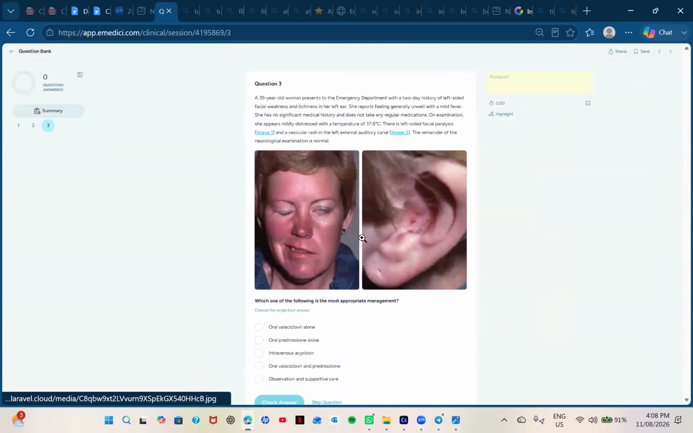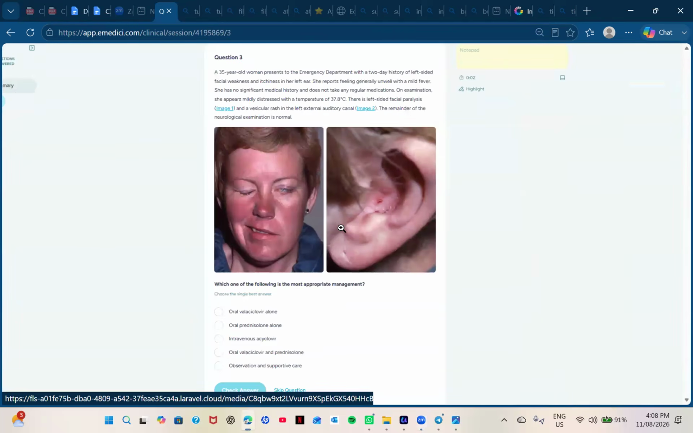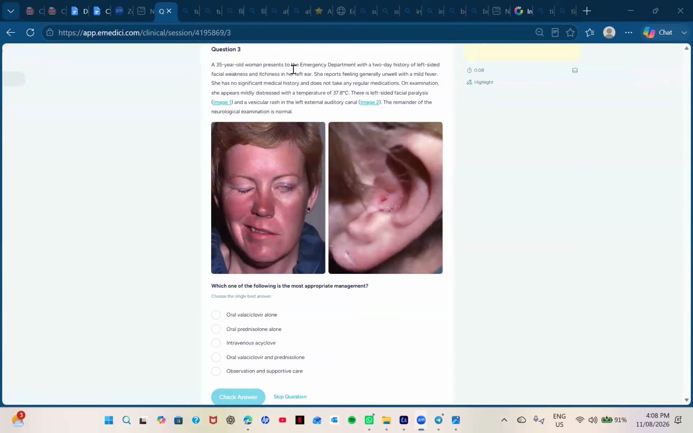Okay, can you tell me the management here? Can you tell me the management, doctors? I'm not going to read it. You can see Ramsay-Hunt syndrome, what is the management here? Quickly, quickly. August doctors, you don't have time. What is the management here?